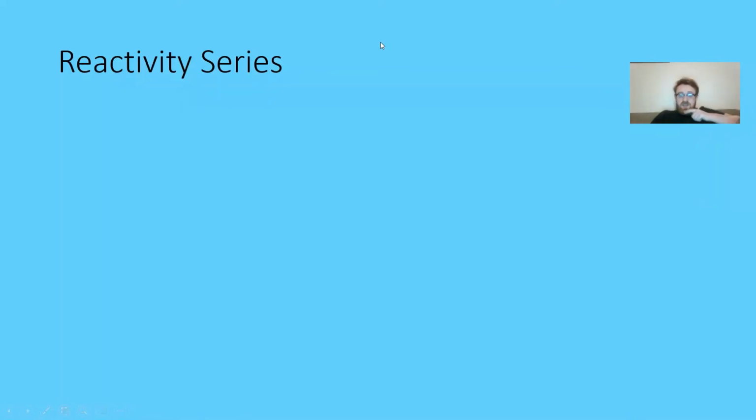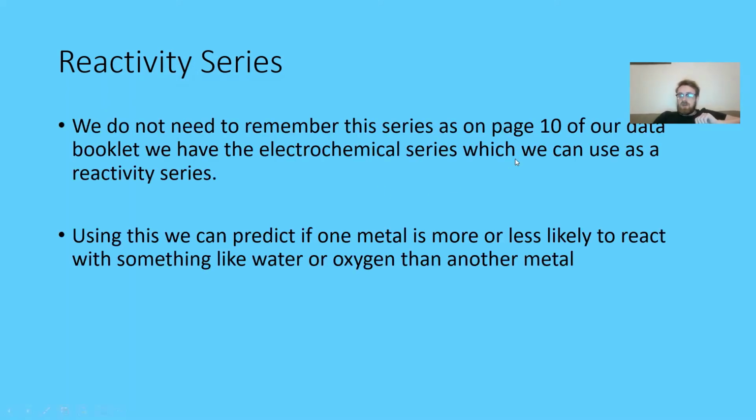Okay, so as I was just saying, you don't need to memorise the reactivity series. And this is because we have something really similar in our data booklets. So in our data booklets on page 10, there is something called the electrochemical series, which is incredibly similar to the reactivity series, that we can essentially use it as a reactivity series. The electrochemical series is used a lot more later in the topic. We'll get to that when we talk about reduction and oxidation of metals. But for now, we can essentially use this as a reactivity series.